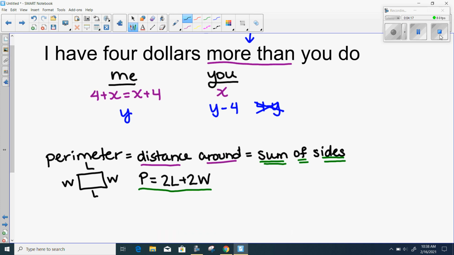So I think I'm going to stop this one with these 2 examples, and I'll make the next clip go on with interest and distance.